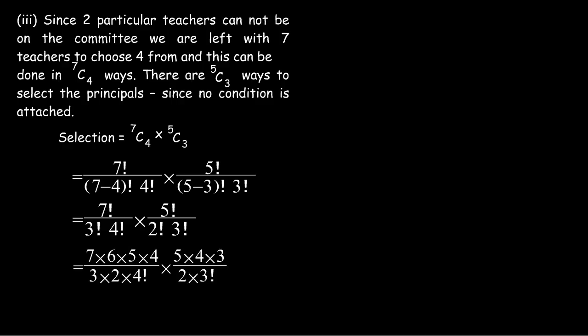This will be equal to 7 times 6 times 5 times 4 divided by 3 times 2 times 4 factorial, times 5 times 4 times 3 divided by 2 times 3 factorial, which will be equal to 7 times 5 times 5 times 2, which is equal to 350.